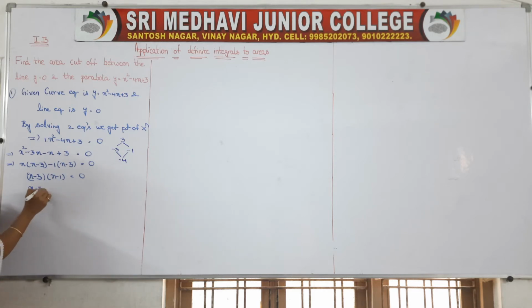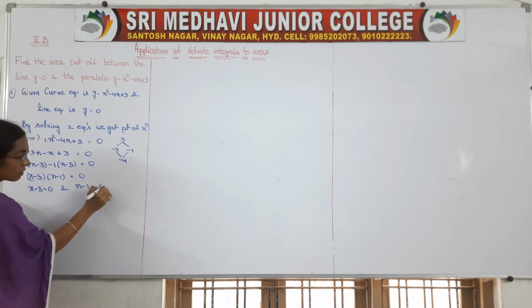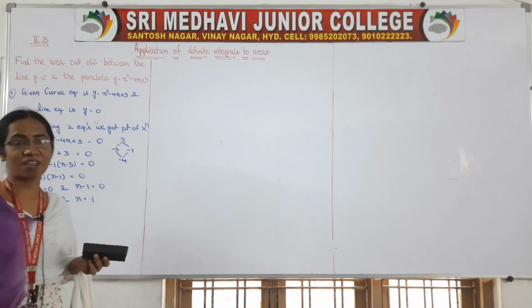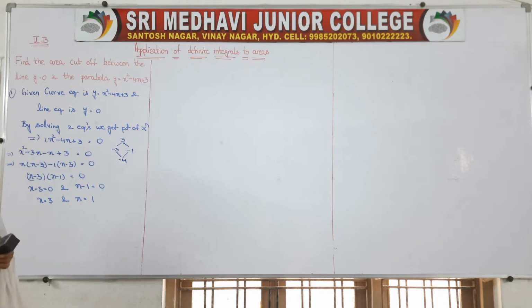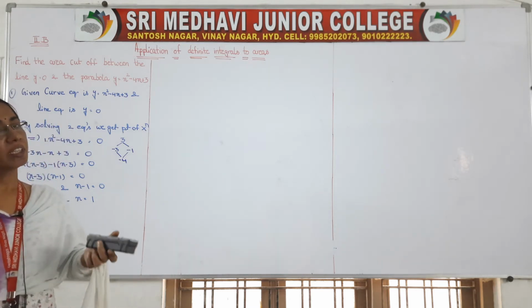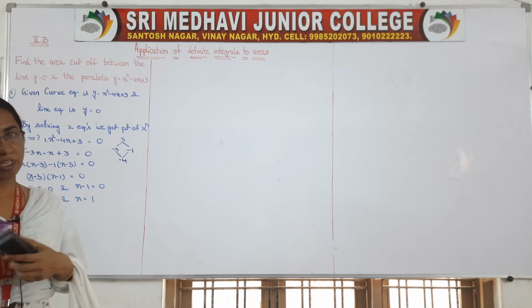x minus 3 is equal to 0 and x minus 1 is equal to 0. So x is equal to 3 and x is equal to 1. You got your limits of x value. If in any area question the x values are not given, then you have to solve the two equations which are given to you.